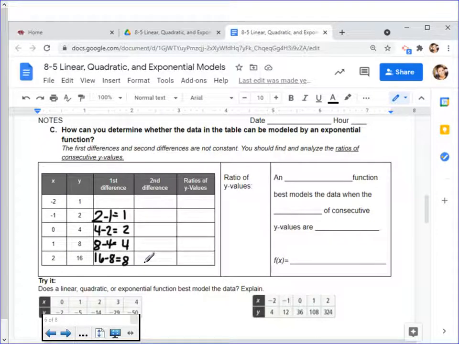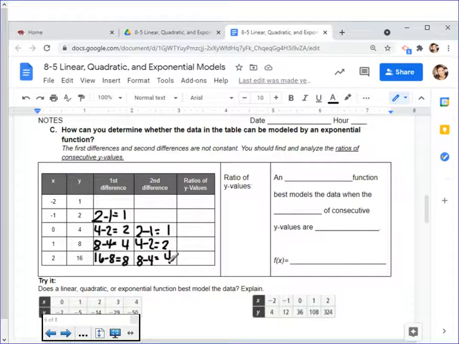So we have our first differences. They're not the same, so I know it's not linear. Now I'm going to work with the answers that I just got there. I'm going to take 2 minus 1, and I get 1 again. I'm going to take 4 minus 2, and I get 2. I'm going to take 8 minus 4, and I'm going to get 4. So we know it is not linear because our first differences were not the same. We know it's not quadratic because our second differences were not the same.